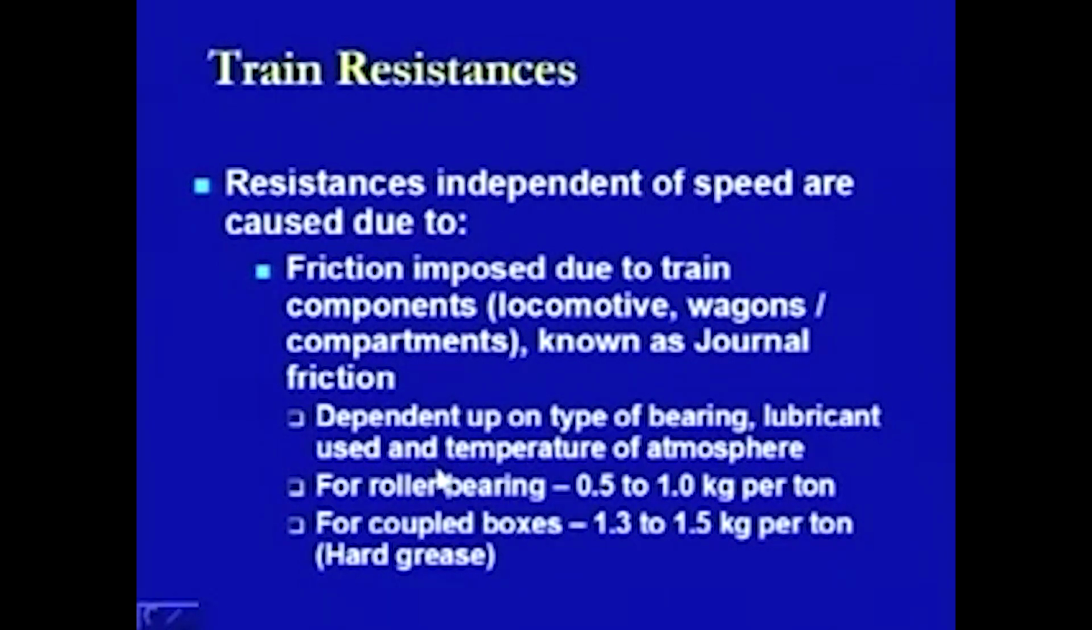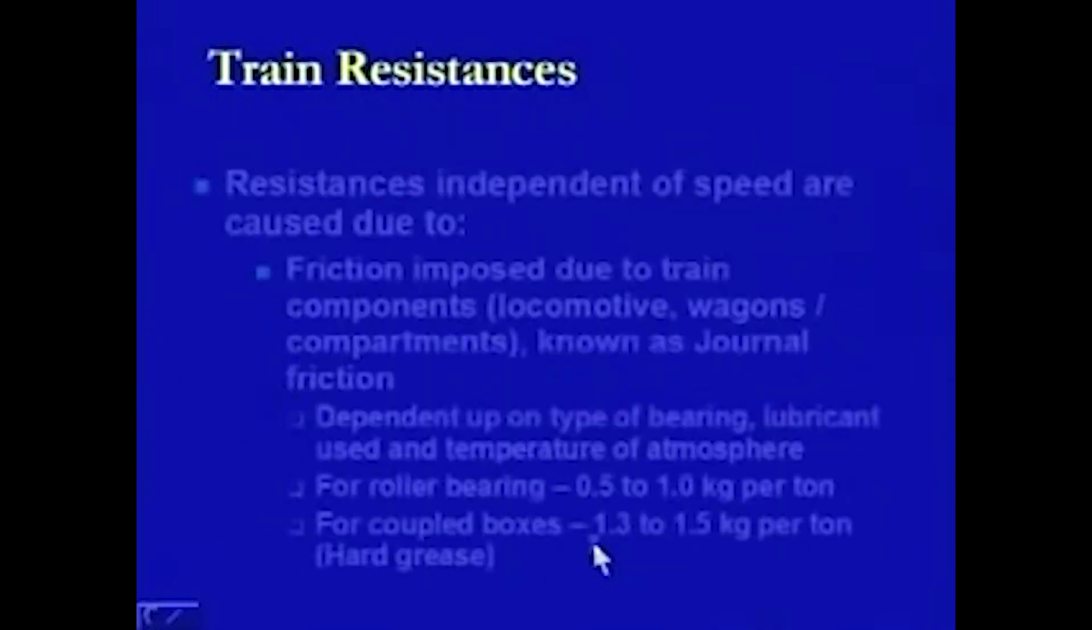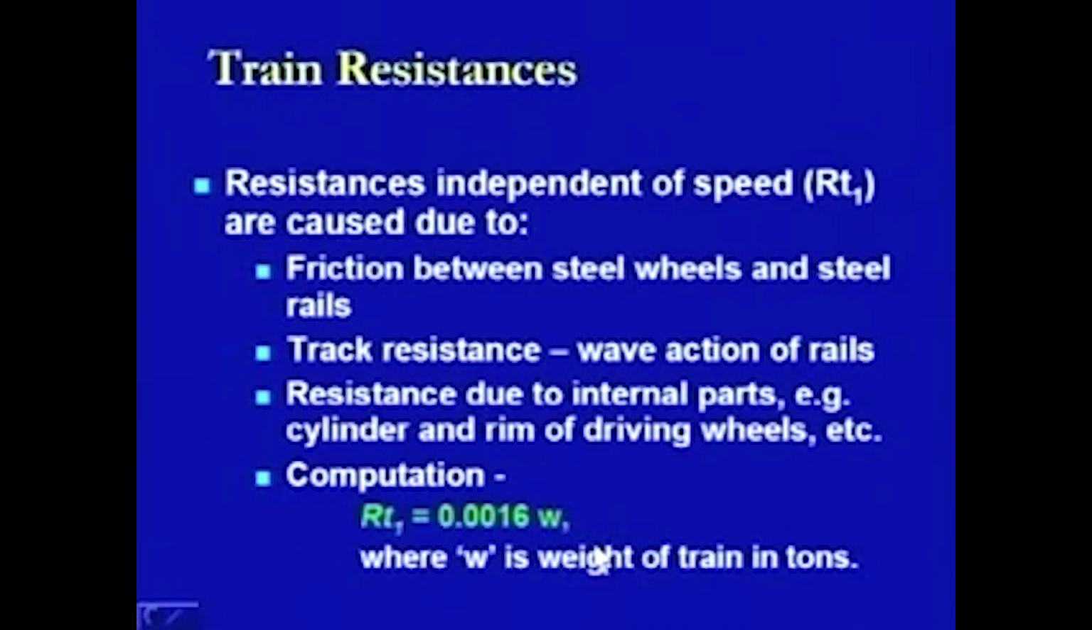In this case, we have two cases being defined here. In one case, when we are using roller bearings, the friction is taken as 0.5 to 1 kg per ton. Whereas in the case of coupled box conditions where hard grease is being used, it is taken as 1.3 to 1.5 kg per ton. Then there are certain other things which are happening.